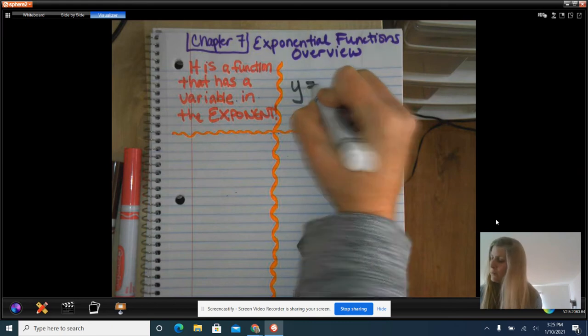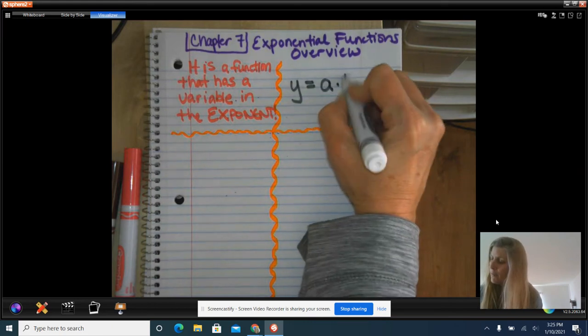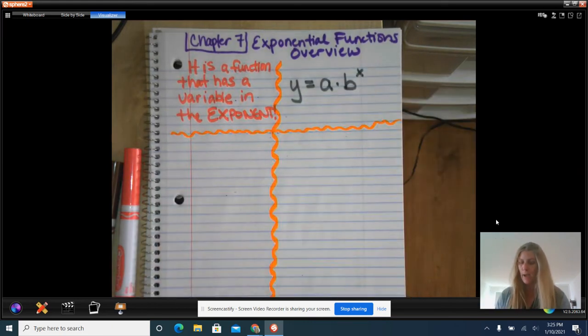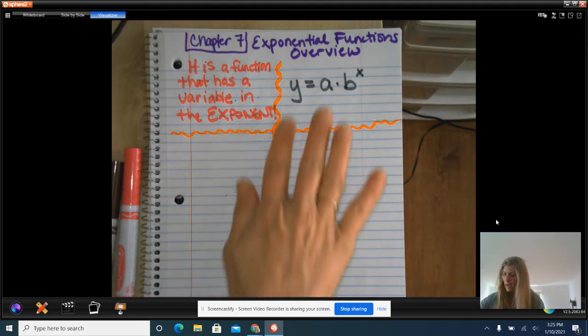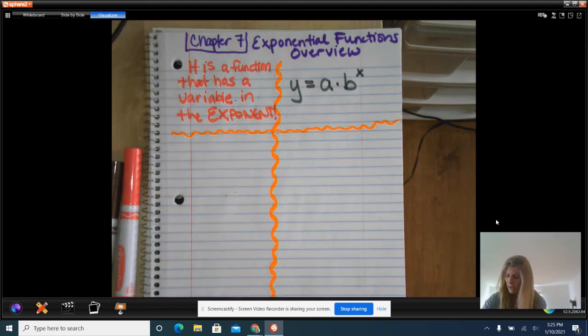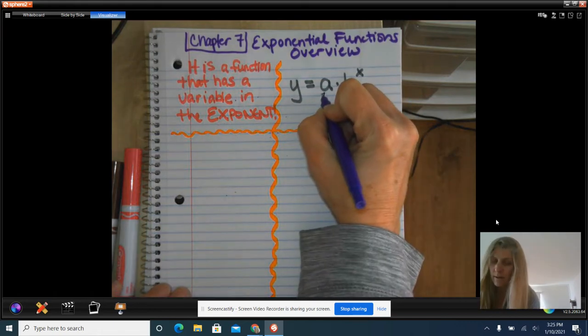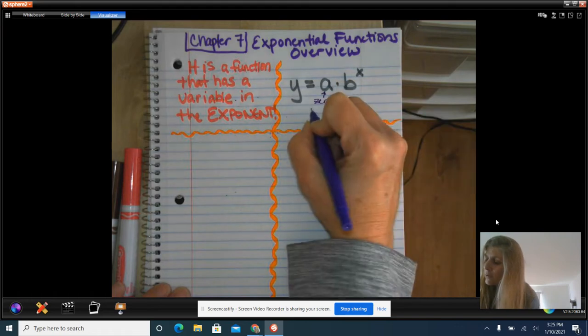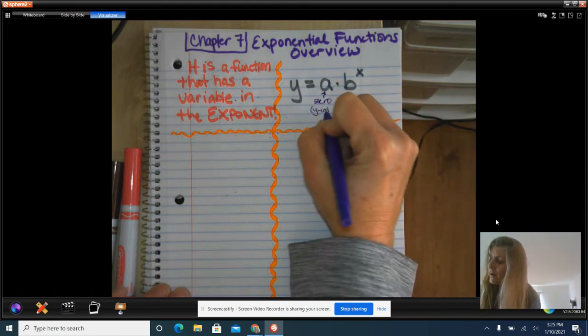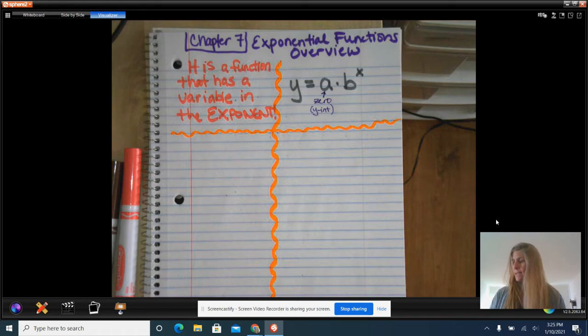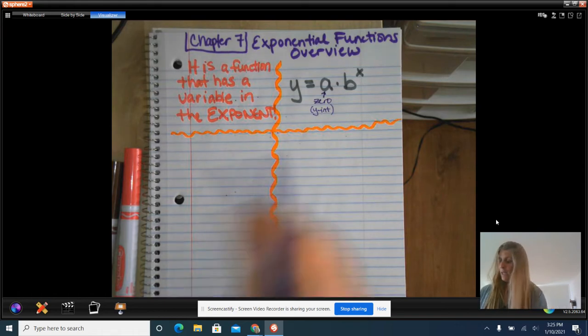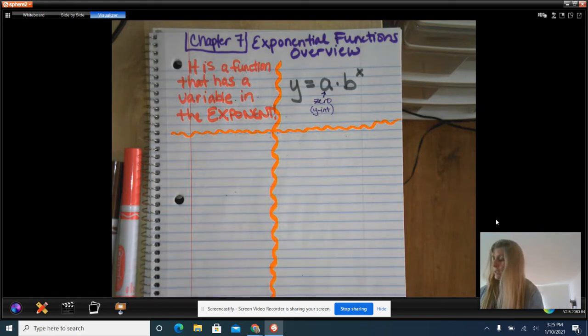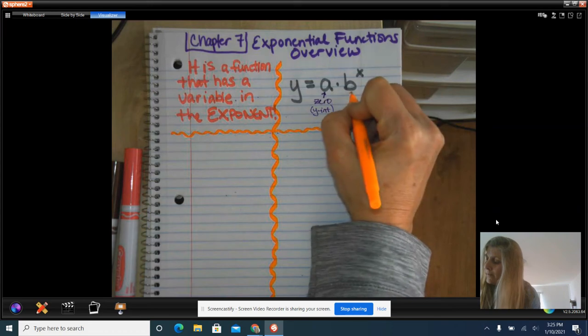Y is equal to a times b to the x power. Now, our a in this equation is our 0. That, of course, is our y-intercept. It's where the equation crosses the y-axis. Our b is our multiplier.